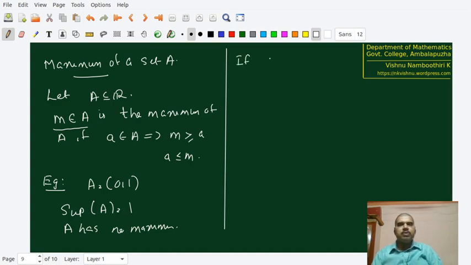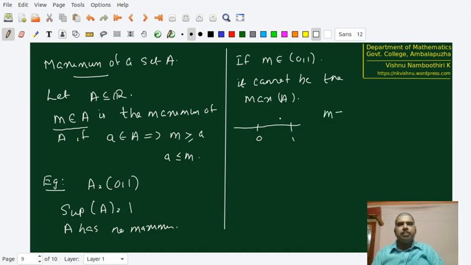Suppose that we have some element M that lies in (0, 1). It cannot be the maximum of A. But why? Suppose that M is in (0, 1). Therefore, M lies somewhere here. But now, (m plus 1) by 2 is greater than m, is less than 1, and belongs to A. Therefore, m cannot be the maximum. Therefore, in the open interval (0, 1), there is no maximum.